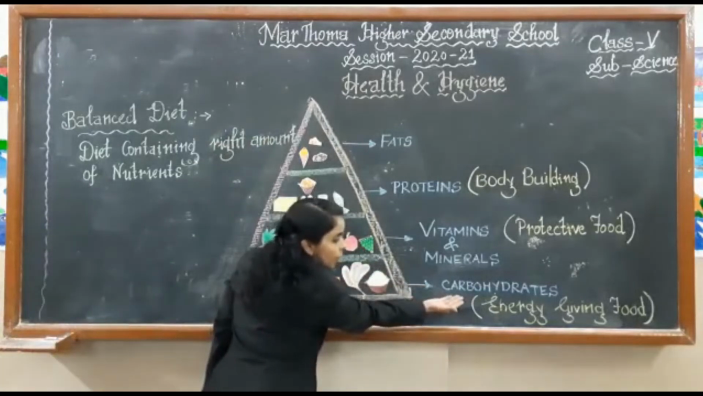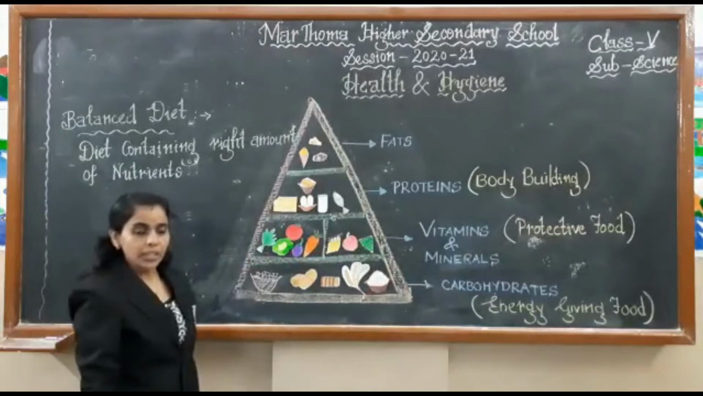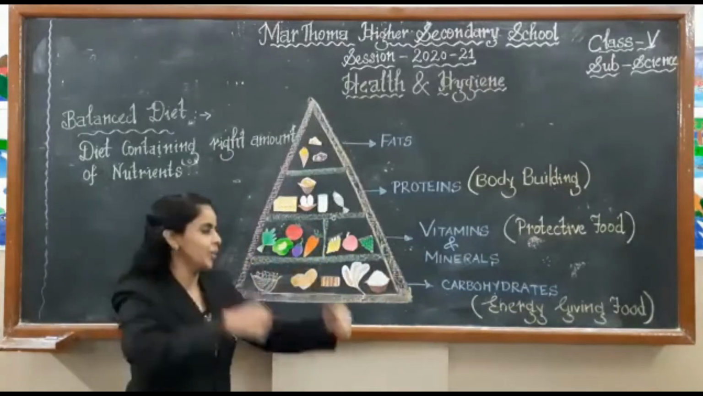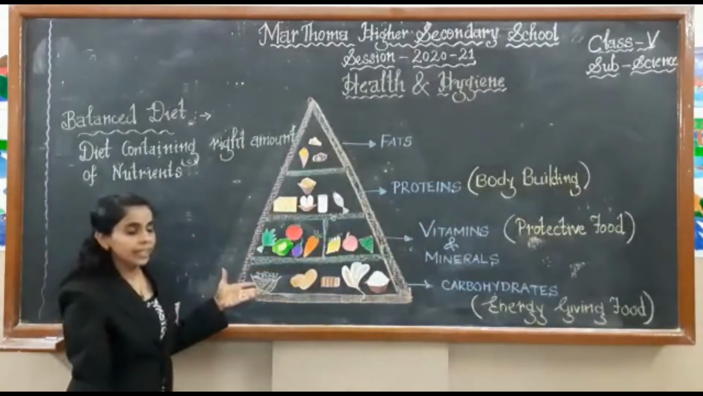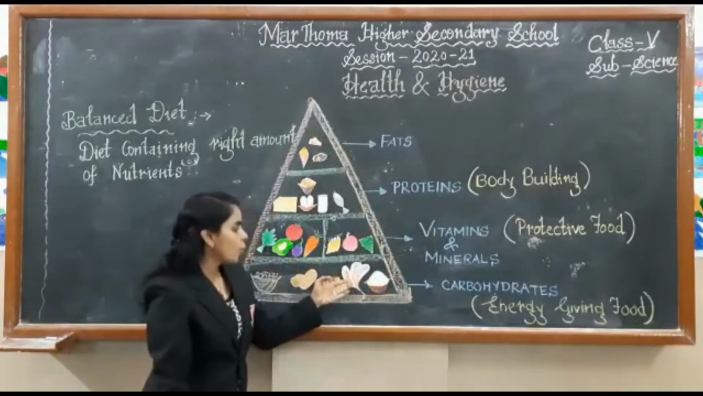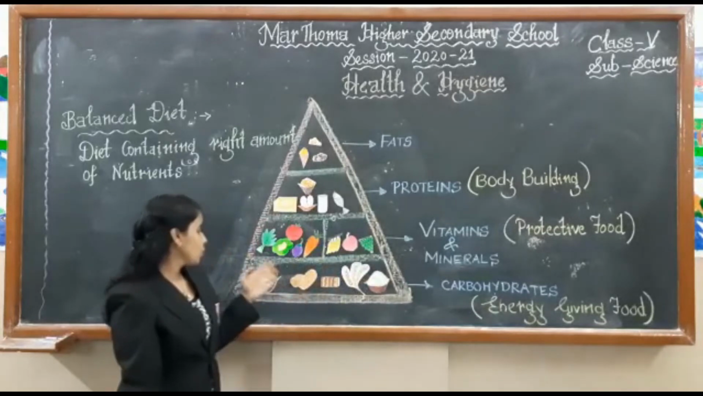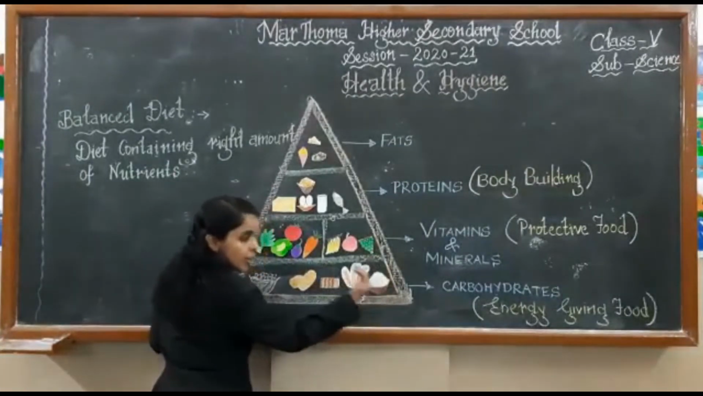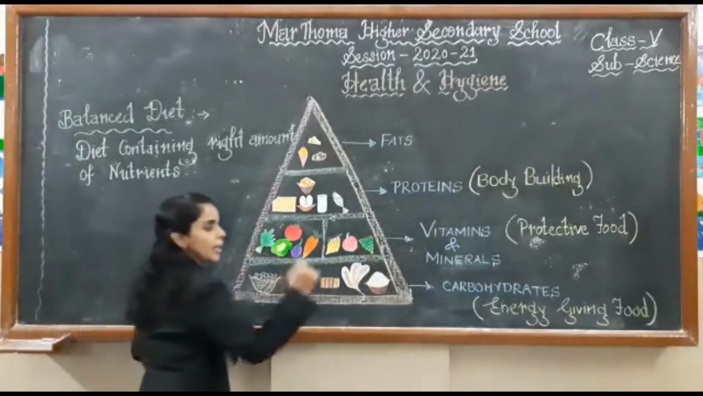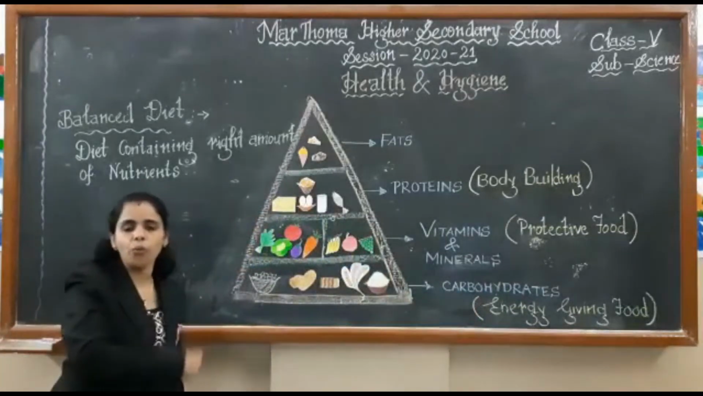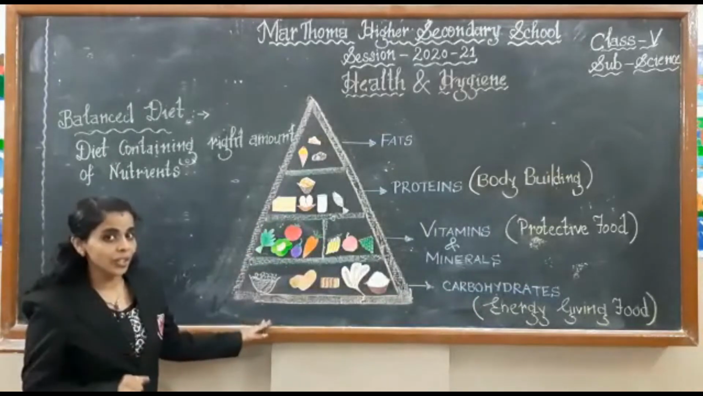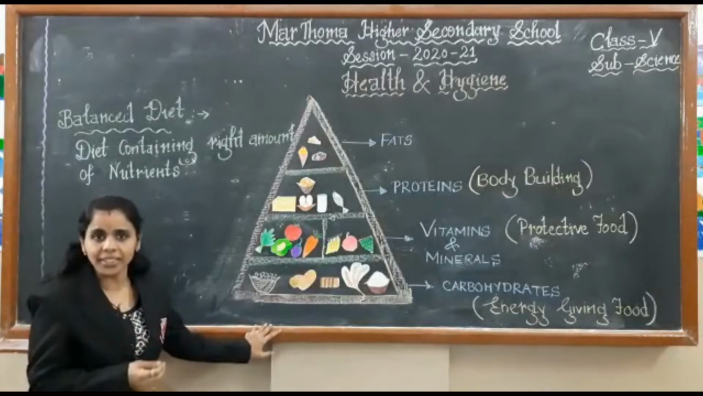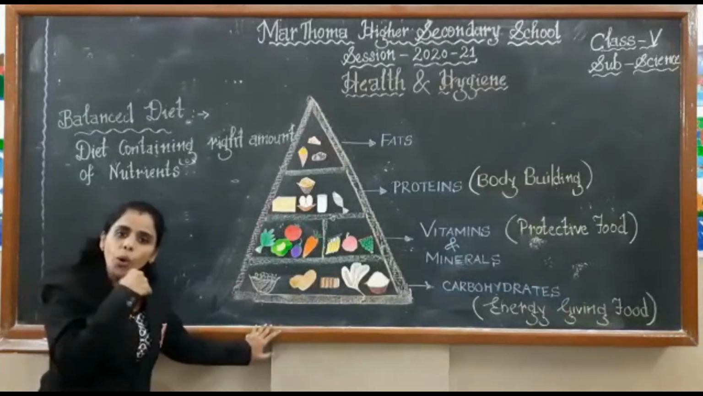Very good children, the first thing is the carbohydrates. Do you know carbohydrate has another nickname? Energy giving food. And what are the foods with which we can gain the energy? Rice, wheat, bread, potato, porridge. If you are taking all these foods in a large amount in your daily diet, then you will have more energy to do the work. These are mainly for the growing children because they are always playing, reading, writing, and for the people who are doing more physical work.